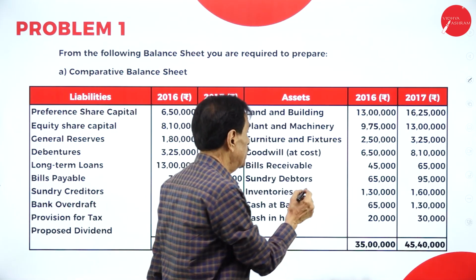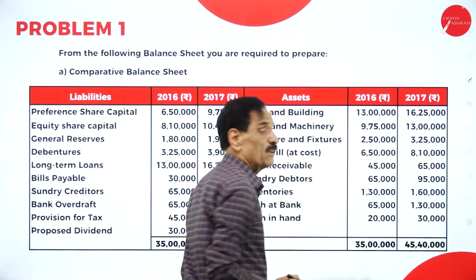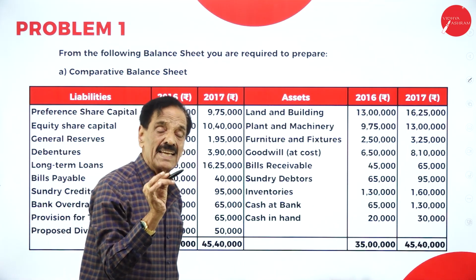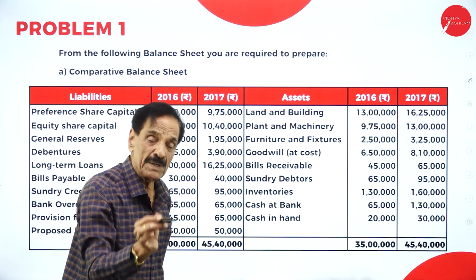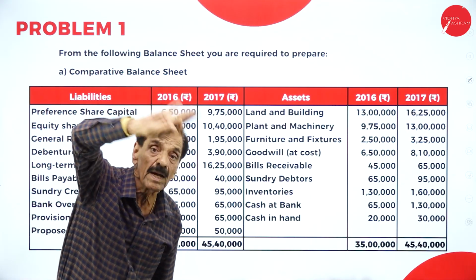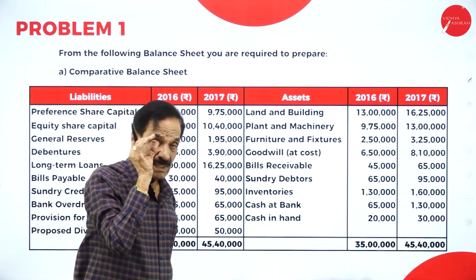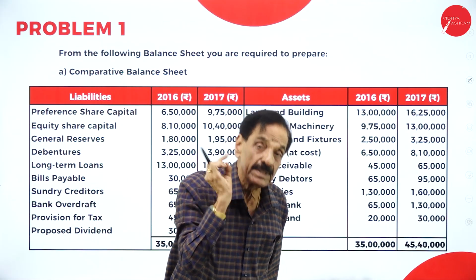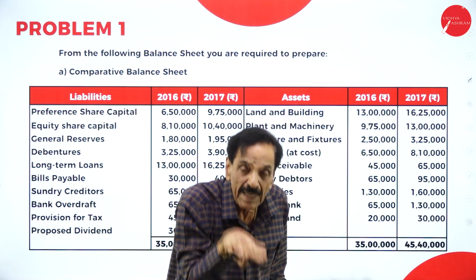Even furniture, you see that 2 lakh 50 became 3 lakh 25. So there is an increase. When there is an increase, the purchasing power of the company has gone up. It shows that the stability of the concern has gone up.